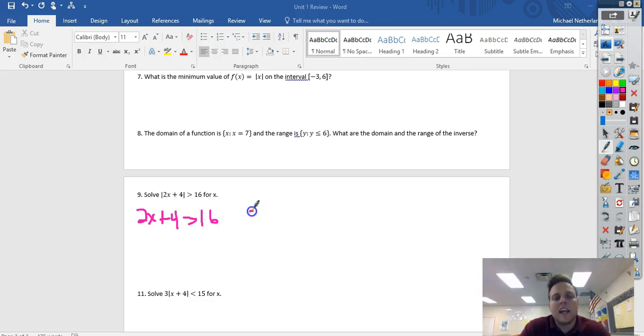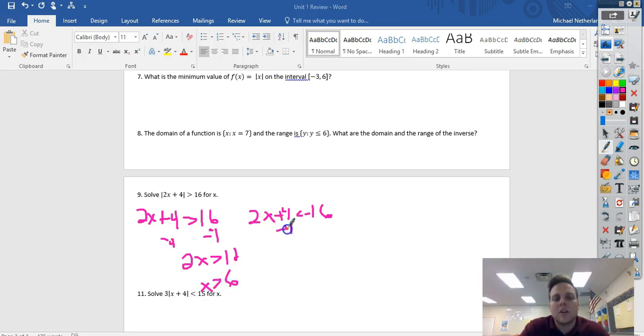And then I can make a negative 1, and I have to remember to switch the sign. 2x plus 4 is less than negative 16. So now I just solve for x. So I subtract 4. So I get 2x is greater than 12. Divide by 2, so I get x is greater than 6.